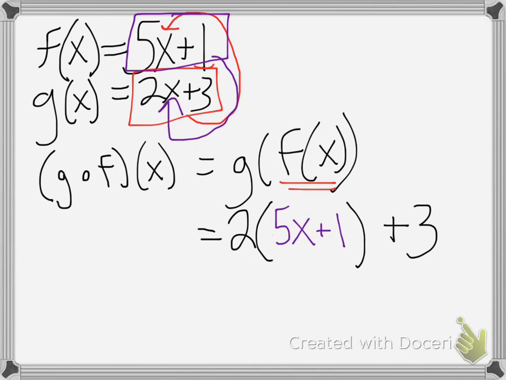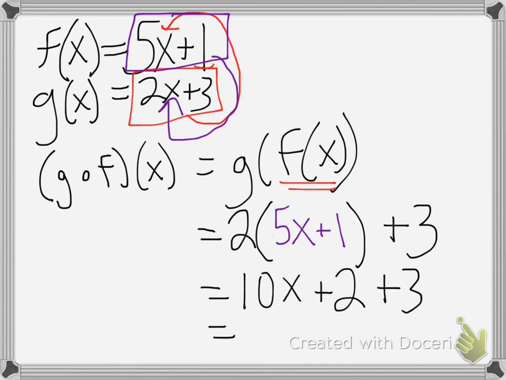Once again, I distribute. I get 10x plus 2 plus 3. Combining like terms, we get 10x plus 5. And this would be my final answer. Nothing more to do there. As you notice, you do not get the same thing if you change the order. So order does matter. You have to be very careful with the order.